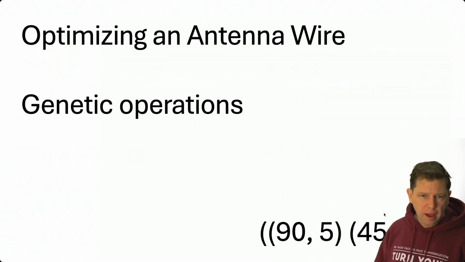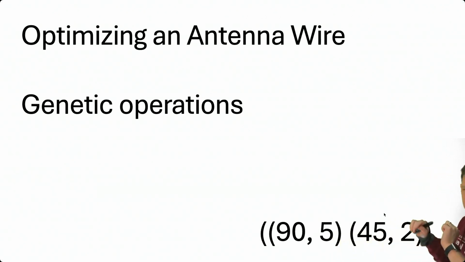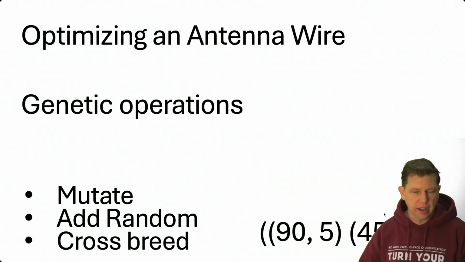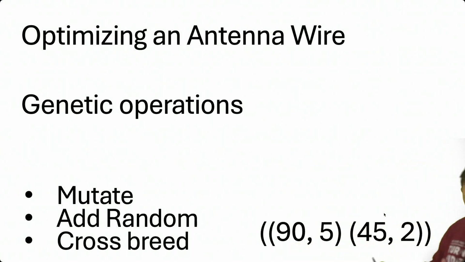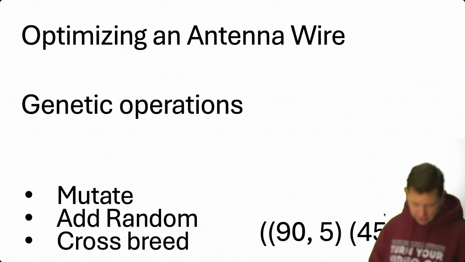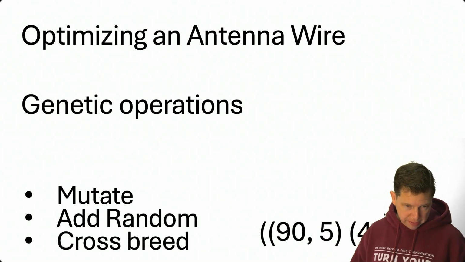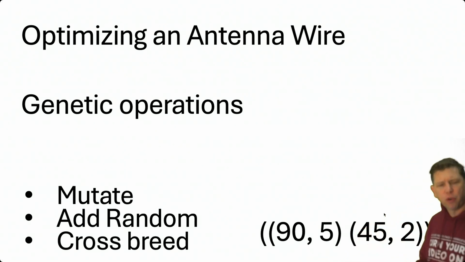Okay, so here we are, optimizing the antenna wire. So now let's look at the genetic operations. So down here we've got our chromosome. And here's some different operations we could do. We could mutate the numbers. We could add random numbers to the end of it, maybe make a longer antenna. We could crossbreed it. We could get some other random ones and try to cross them. Although, since we haven't measured the fitness, we don't really have enough information to know if it will be a good or bad thing. So that one's probably out. But for our purposes here, we're just going to mutate it.